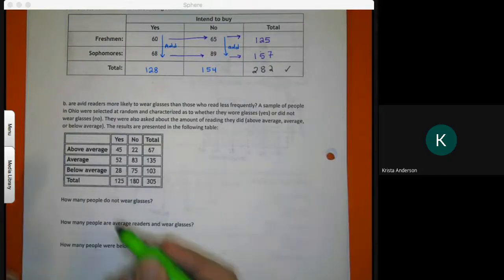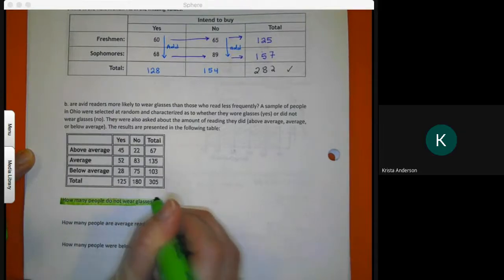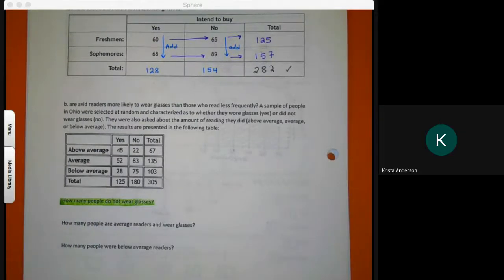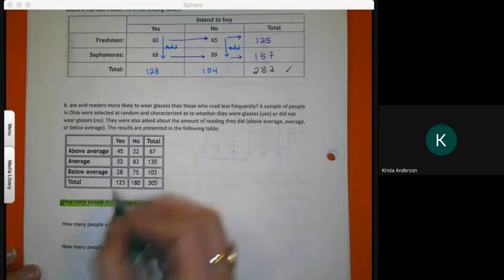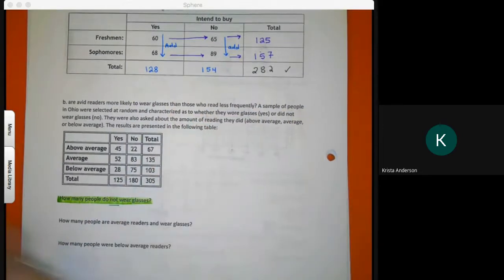How many people do not wear glasses? When you look at the table. Anybody know? Do not wear glasses. 180. I look at the no column. The total? 180. 180.